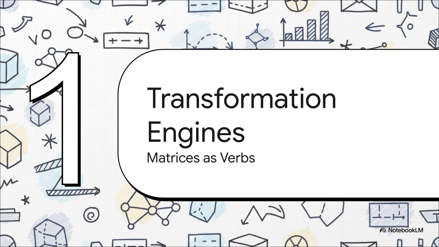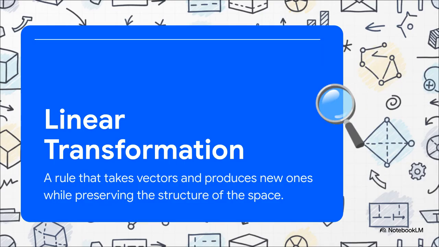Moving right along to part 3, transformation engines. Okay, so now that we have our data points and we know how to measure their similarities, we're leveling up. If vectors are the nouns in our AI system, the actual data, then matrices are the verbs. A matrix performs what we mathematically call a linear transformation. This is basically a rule that grabs input vectors and spits out brand new output vectors, actively manipulating the space while making sure grid lines stay parallel and evenly spaced.